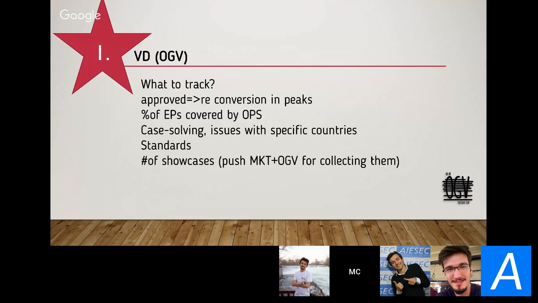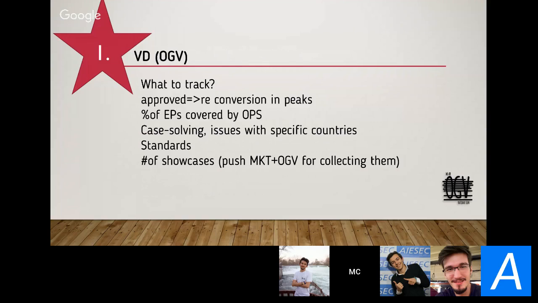Value delivery: approved realization conversion for sure, realized conversion for sure. If you take a look at all current terms, just an example of Istanbul, Asia, and Ankara, they had the same amount of approves, but they have a 20 realization difference between themselves. It means that something goes wrong in one of the LCs from approved to realized conversion. So make sure you check this. You need to track it in May, June, and so on, when the realization peaks will start. Percent of EPs covered by OPS: push your EP OGV to prepare the best OPS ever, and just make sure it will happen and all the EPs will come.